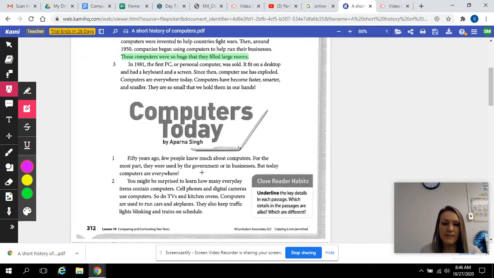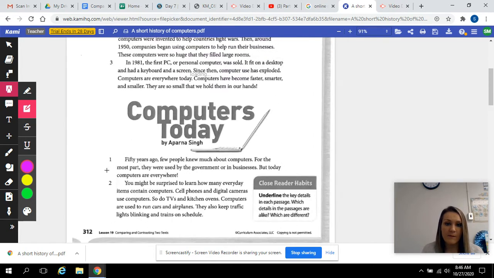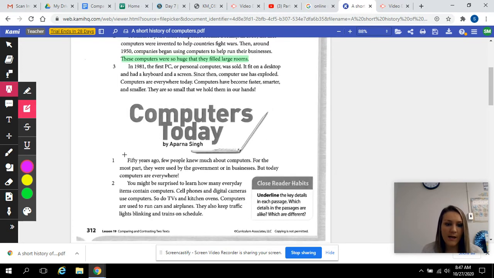So computers today. So right at the beginning, it says 50 years ago, few people knew much about computers. Okay, let me zoom out. Okay, let's highlight that. That is a difference. Okay, we got one. Let's find one more.